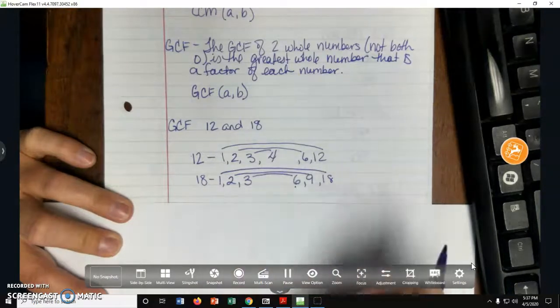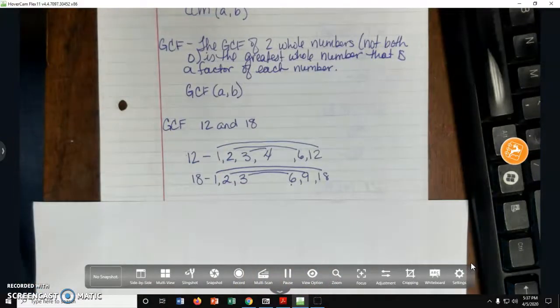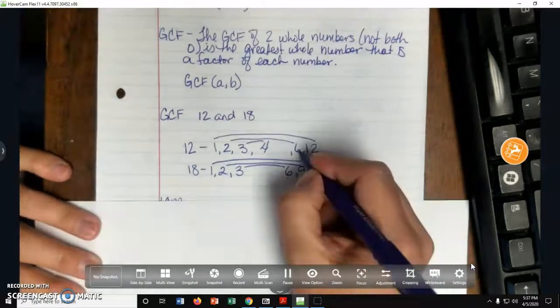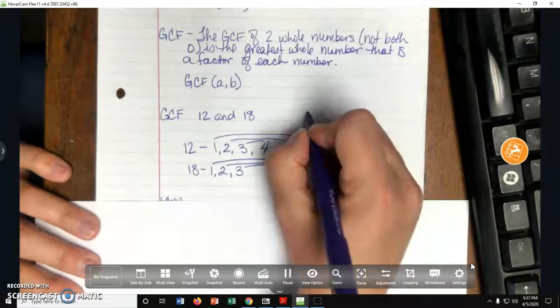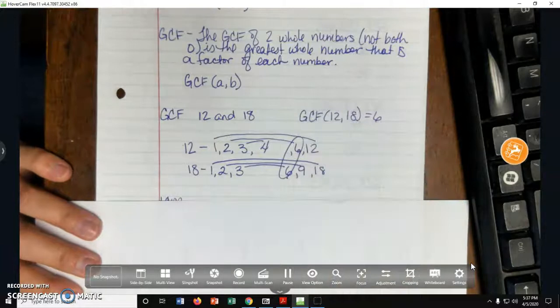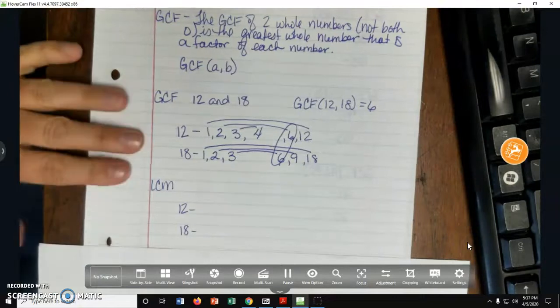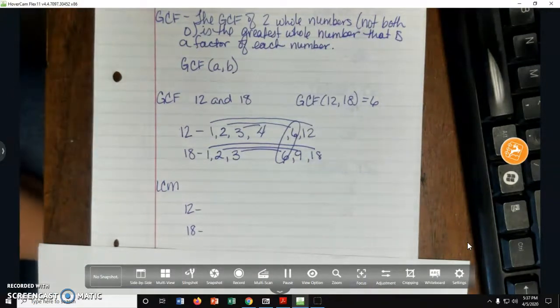We don't really care. So for this, we want to find the greatest common factor of 12 and 18. All right, so which of those has the greatest common factor of 12 and 18? Pretty easy to see, right? 6 is the greatest common factor, so we write that as the greatest common factor of 12 and 18 is 6. Easy, right?